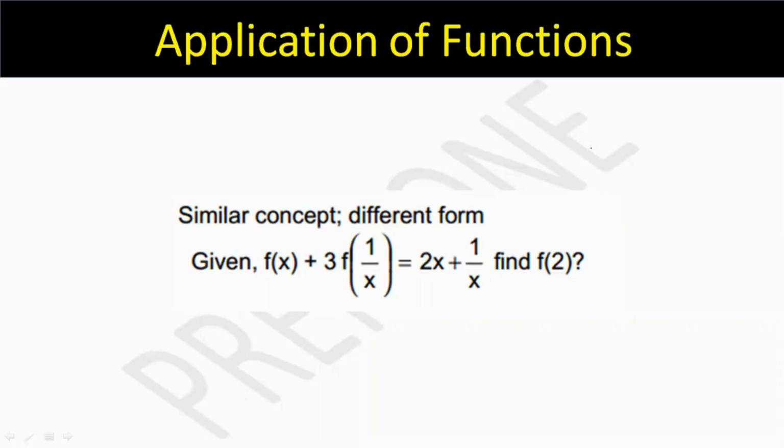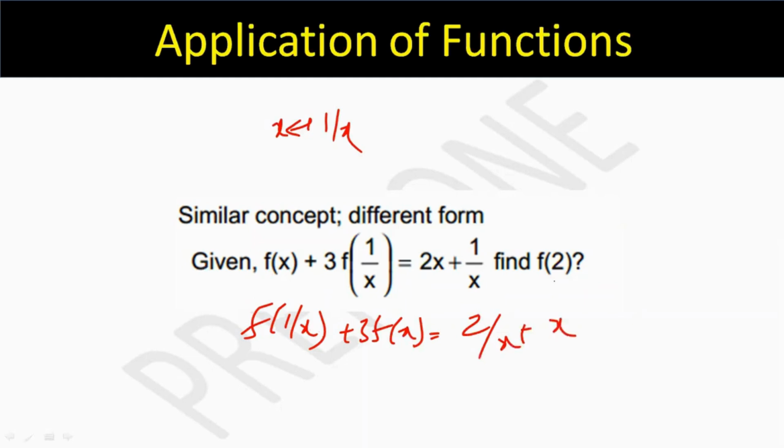Just by replacing f of x by 1 by x, write the equation, and we can subtract it and get the answer as f of x. Which is very good. Exactly, this is what you have to do. Replace x by 1 by x, have an equation, solve it, find fx and then find f of 2.